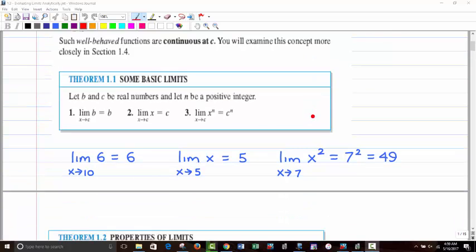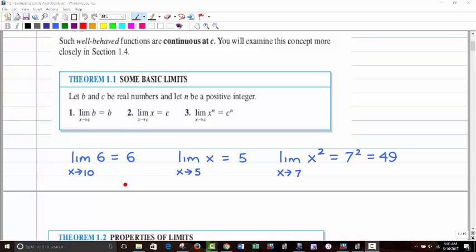So here are some properties: the limit of some value b equals b, no matter what x is approaching. You can approach any value c. For example, the limit of 6 would equal 6 as x approaches 10. I could change that to x approaches 100. I could change it to infinity. I could change it to negative 50.